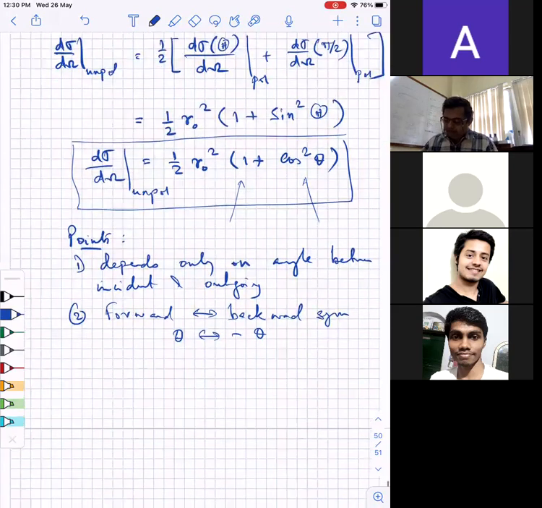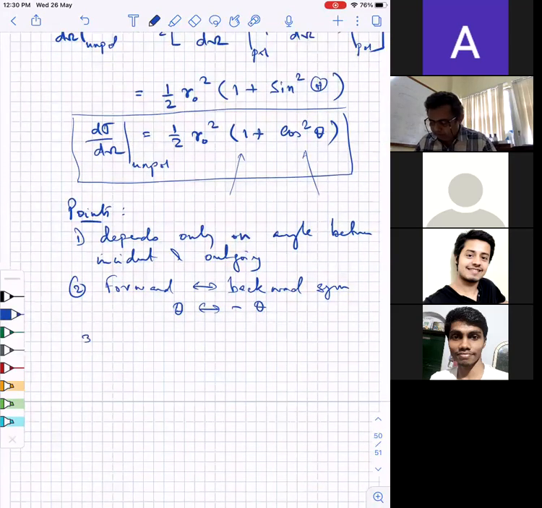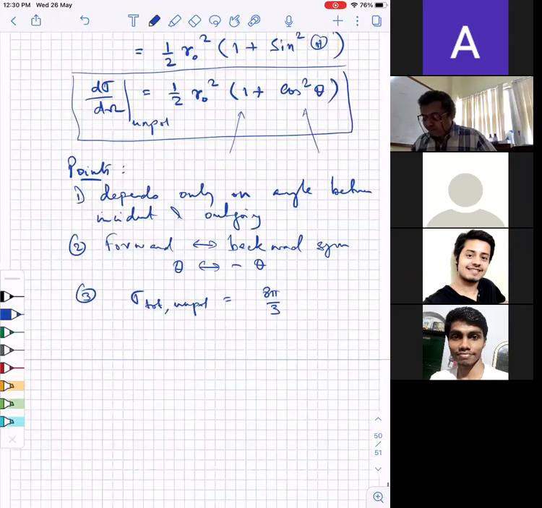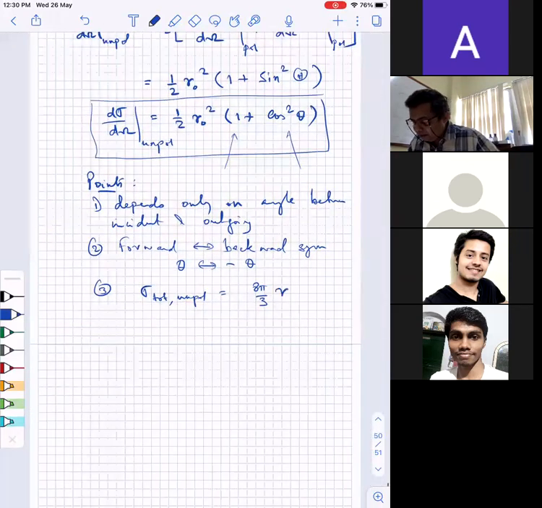Of course, I can write down just the sigma total, unpolarized. That is 8 pi by 3 R0 squared. This is very interesting, and you should convince yourself that this should be the case. So you see the total cross section unpolarized is the same as the total cross section polarized.